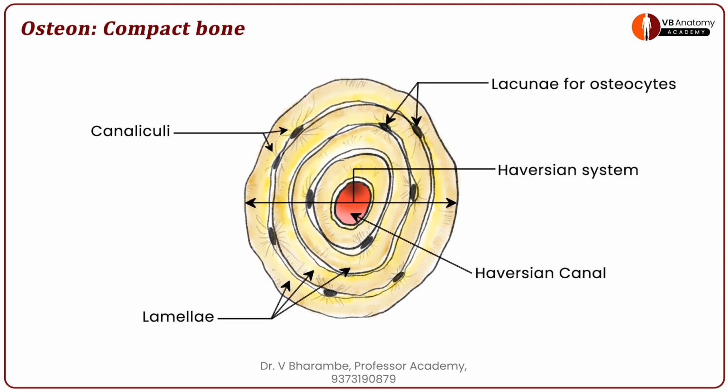So let's label this. So here you can see the lamellar structure of the bone. Since these are concentrically arranged around a central canal, we call them concentric lamellae. You can see in between lamellae lacunae containing osteocytes. Radiating out from them are fine canals called canaliculi, and of course in the center there is the Haversian canal. This whole structure is called a Haversian system.